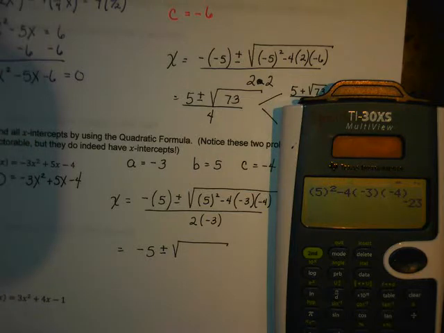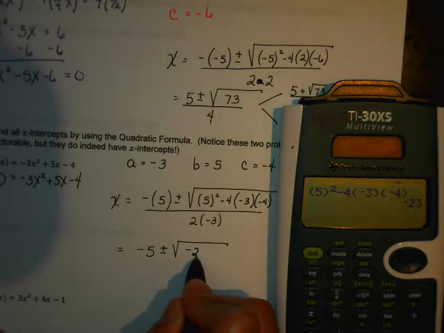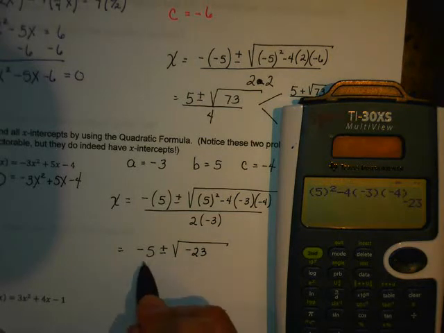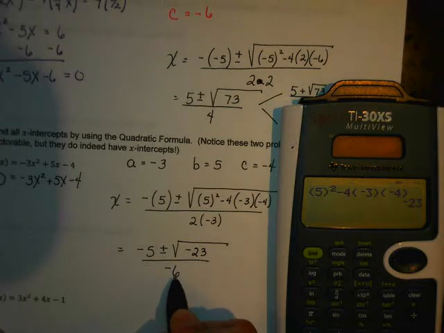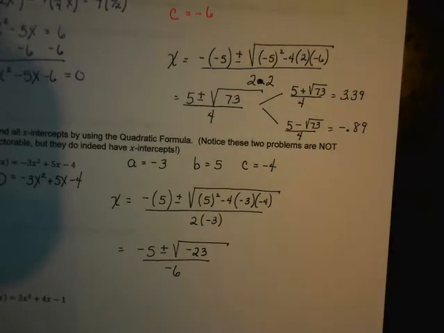So we've got a negative underneath our root symbol. Can we take the square root of a negative number? I thought these indeed had x-intercepts, but they must not. You cannot take the square root of a negative number. So I'm going to put this into my graphing calculator and show you what the graph of this looks like. Okay, you ready? So I assumed that it had x-intercepts, but it doesn't.